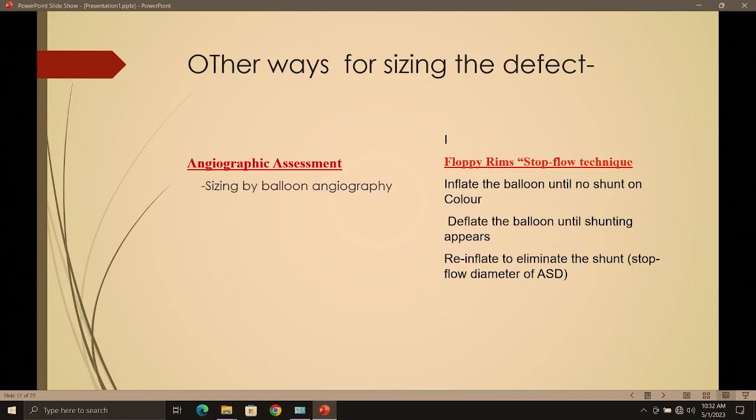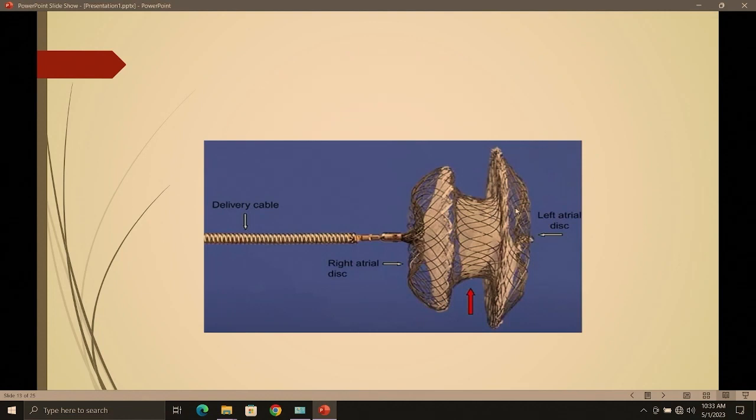So what are the other ways for sizing of the defect? Balloon angiography can be done, or for floppy rims, the stop-flow technique can also be done. So this is the device with the LA disc and RA disc. In between these two discs is the waist, with the delivery cable.